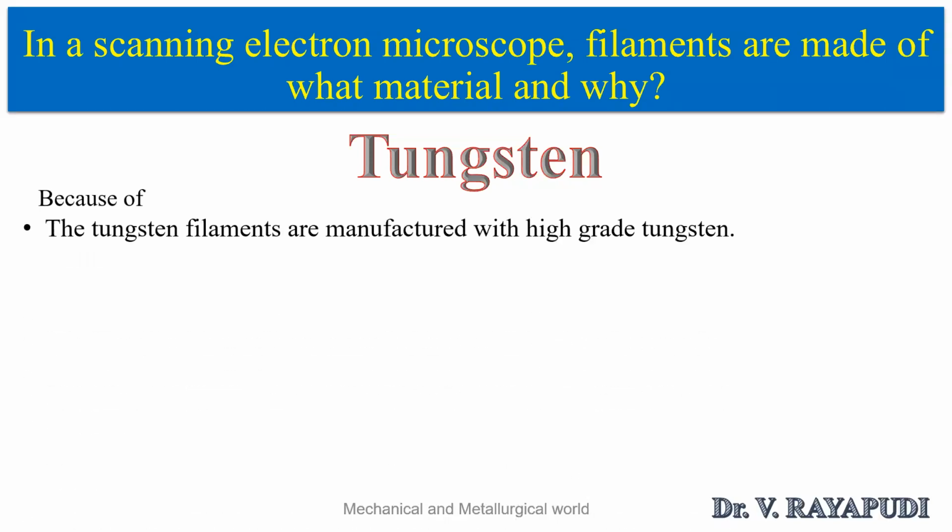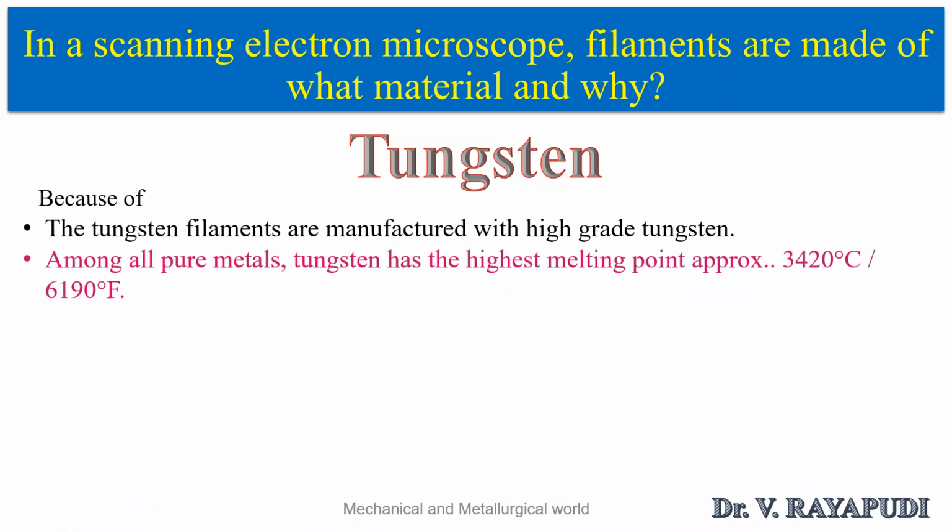tungsten has high grade, which is used for manufacturing these filaments, which is high grade tungsten, which means high purity. And the next one is, among all pure metals, tungsten has the highest melting point, approximately 3420 degrees centigrade.